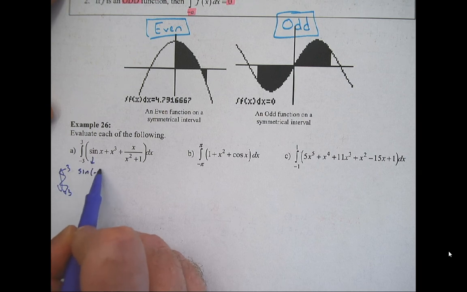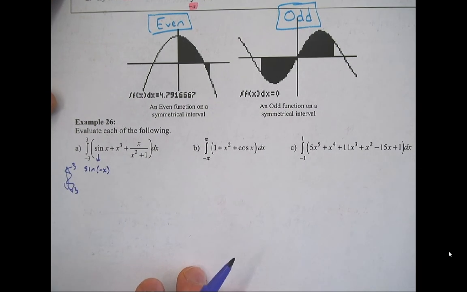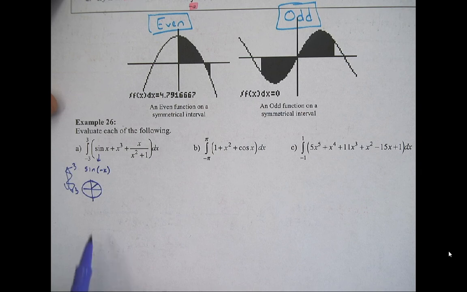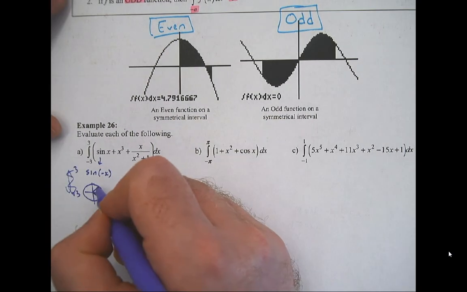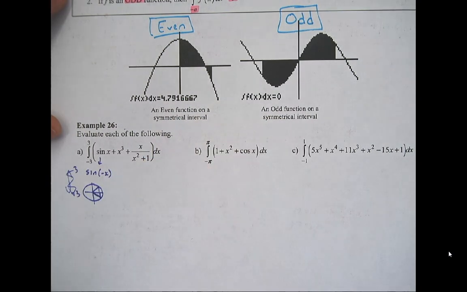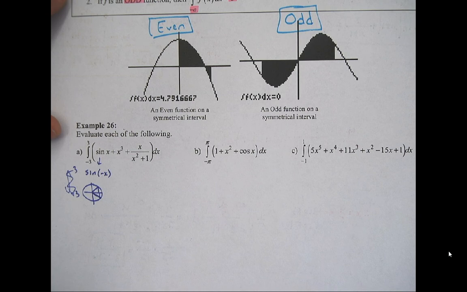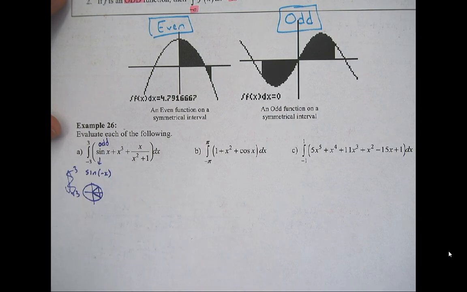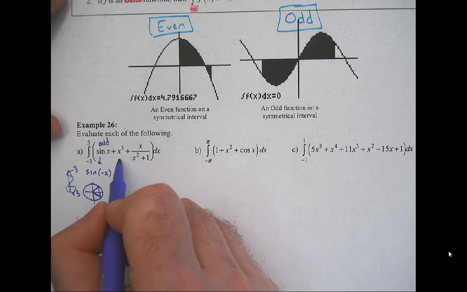Sine of negative x. So this one's a little tricky. This one you can't just tell by looking. You've got to think about it a little bit. So if I'm in the unit circle and I go to some angle like 45, and I go to its exact opposite angle like negative 45, what happens to those y values? One's above and one's below, but they're the same value. So this little piece here is an odd section. Then I check to see if this is odd.